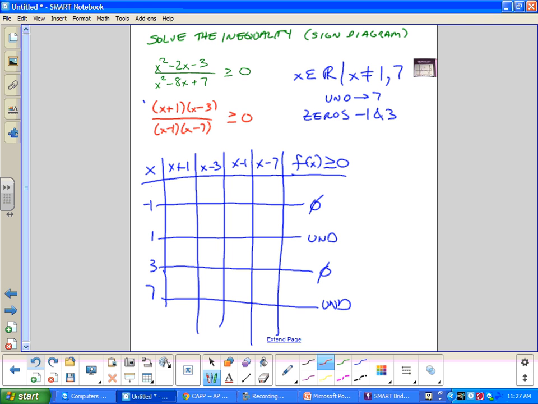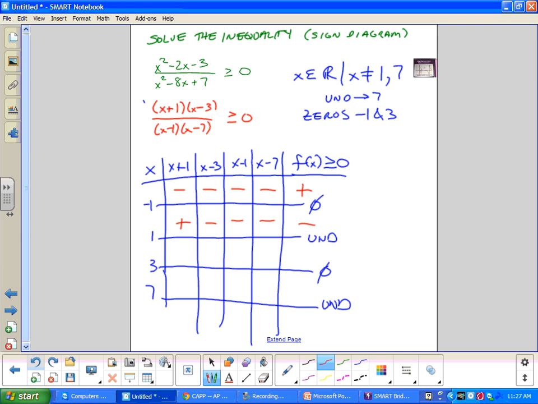So I'm looking in this interval from -infinity to -1. I pick a big number, -1,000,000. -1,000,000 plus 1 is still negative. -1,000,000 minus 3, negative. -1,000,000 minus 1, negative. -1,000,000 minus 7, negative. When you have the product of 4 negatives, you get a positive. That is going to be in our interval. Again, in between -1 and 1, I think of 0. Positive, negative, negative, negative. It turns negative.